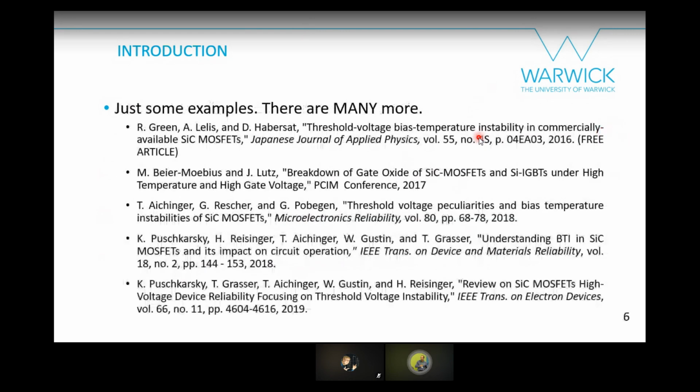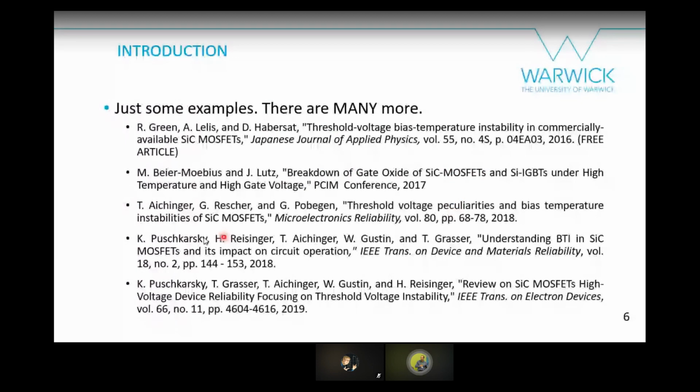So as I was saying, there are a lot of examples in the literature. I have some here, but there are many more. I would like to highlight this. This is a free article: threshold voltage bias temperature instability in commercially available silicon carbide MOSFETs. They just compare different devices, first generation and later generations, and you can see the different performance. And in the second one, they analyze the breakdown of the gate oxide of different silicon carbide and silicon IGBTs. They are compared.